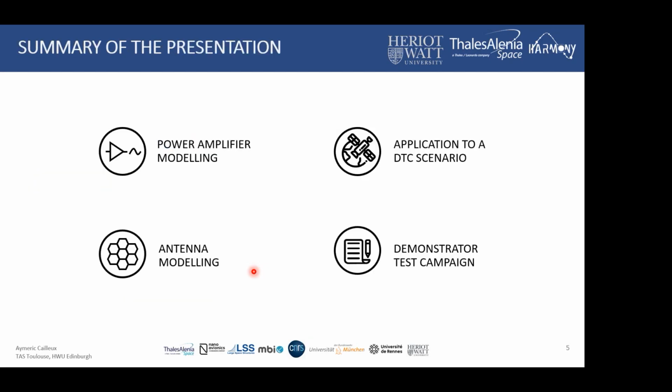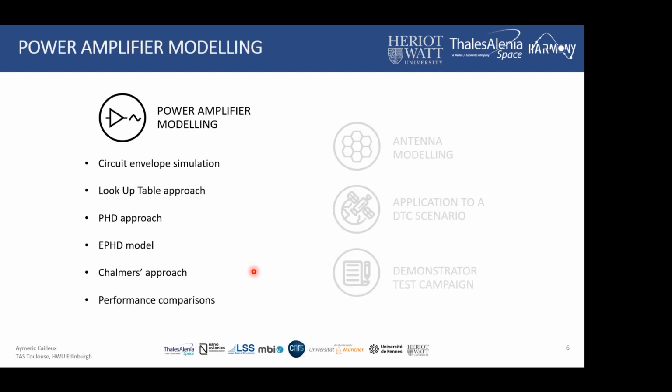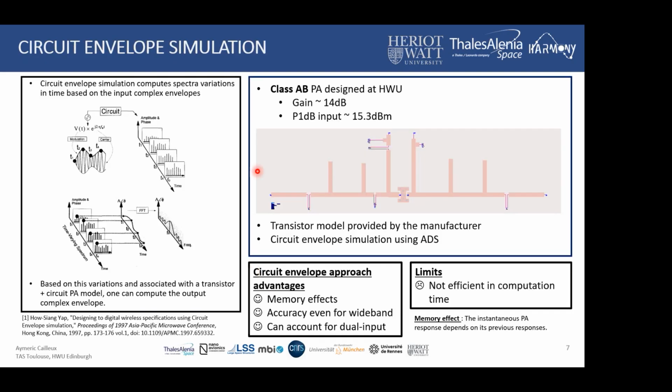That's why we work in power amplifier modeling, and I will present a few models. The first model I would like to present is called circuit envelope simulation, and it's commonly used in commercial software. Basically, when you have your complex envelope, you can sample it and have different time instants. At each time instant, you can then compute the output spectra. And depending on the time variation of this spectra, you can anticipate the behavior of your power amplifier, and you can compute the output complex envelope.